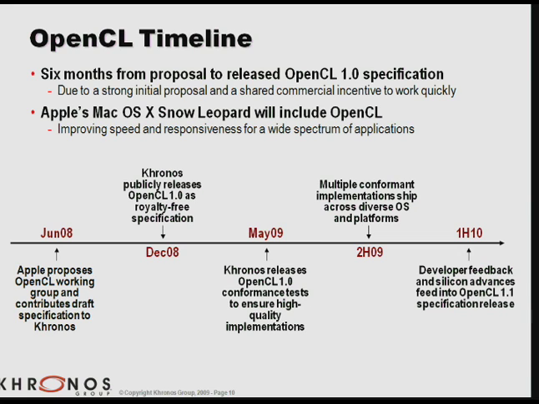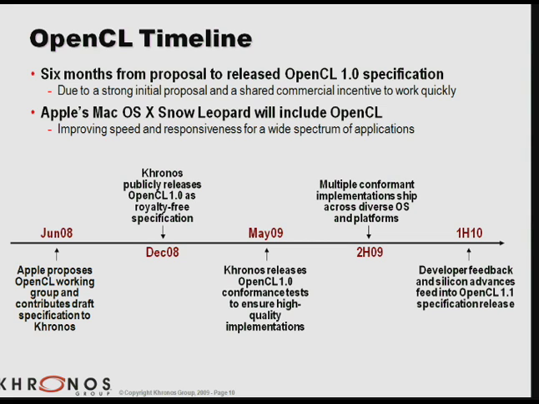I think that's testament to the commercial need that all of the members felt. They just knew that if we got this work done quickly, we could all benefit commercially. There's a real motivation to get it done fast. Khronos released the conformance tests, which are quite exhaustive, in May 2009, and we're expecting multiple implementations to begin to ship in the second half of this year, and the vendors will give you some insight into that. Apple has publicly announced that Mac OS X Snow Leopard will ship with OpenCL integrated into the OS.